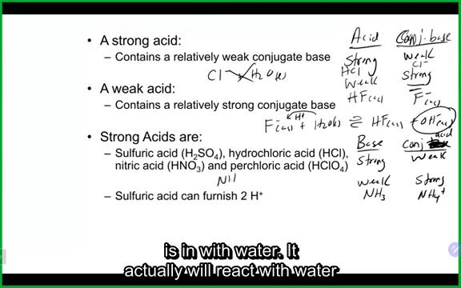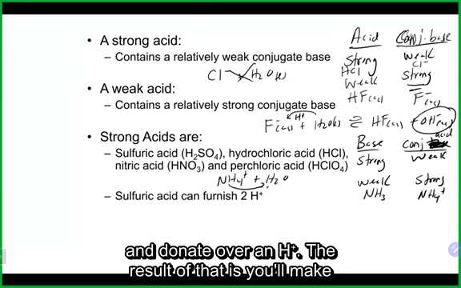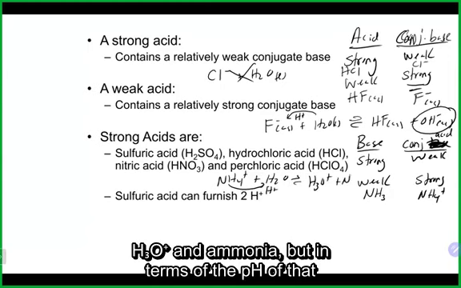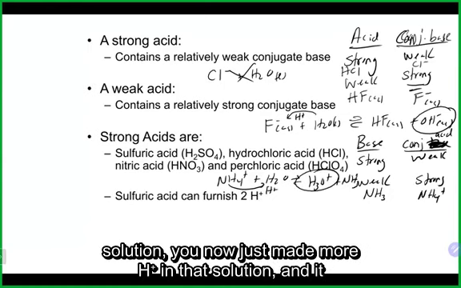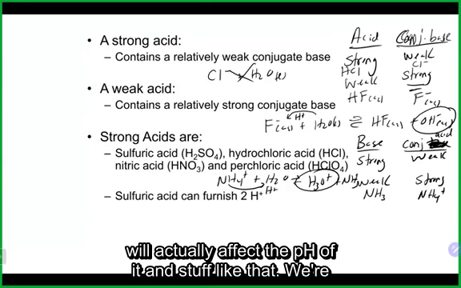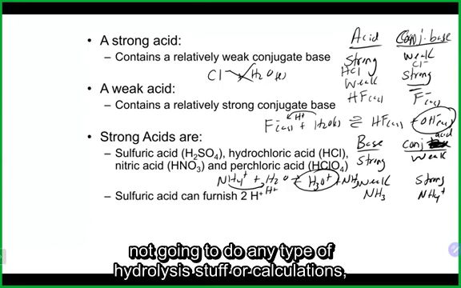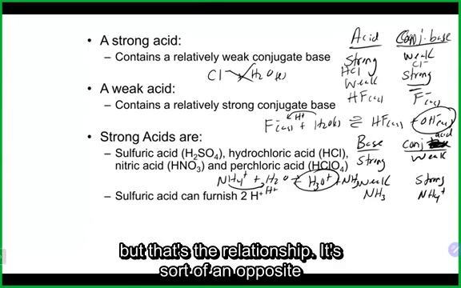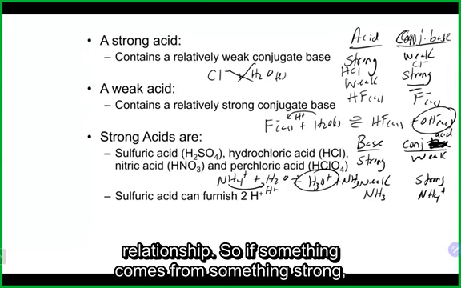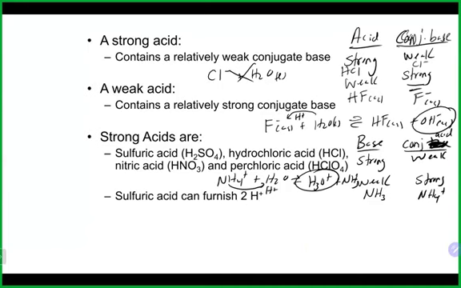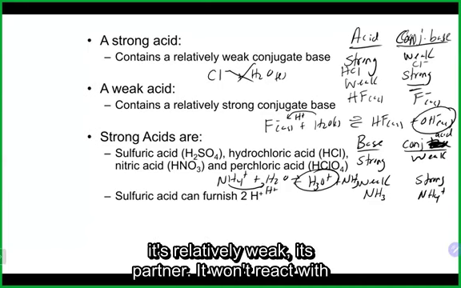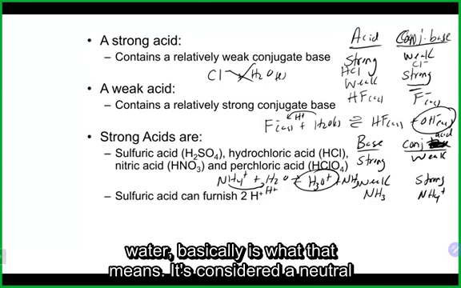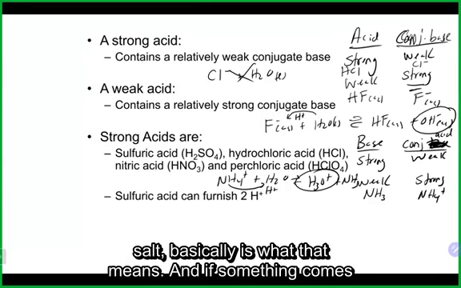When NH4 plus is in with water, it actually will react with water and donate over an H plus. The result of that is you'll make H3O plus and ammonia. But in terms of the pH of that solution, you now just made more H plus in that solution, and it will actually affect the pH. We're not going to do any type of hydrolysis stuff or calculations, but that's the relationship. It's sort of an opposite relationship. So if something comes from something strong, its partner is relatively weak. It won't react with water, basically, is what that means. It's considered a neutral salt.